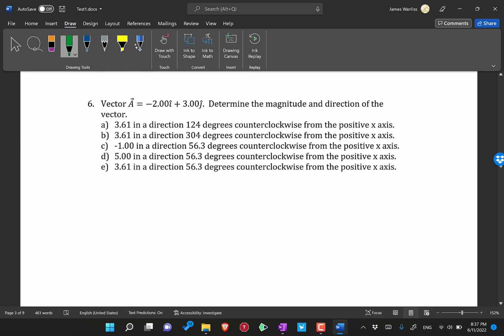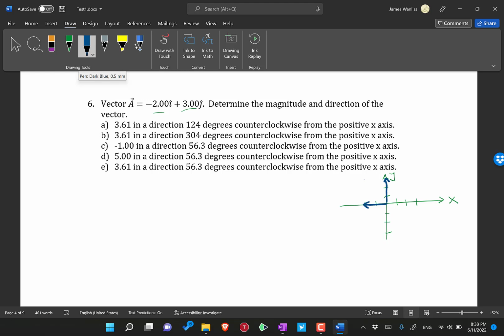Question 6. Vector A, that is minus 2 in the x direction. So let's make an axis. That's y, that's x. Let's make that 1, 2. If we draw the unit vectors, that's 1, 2, 3, a j hat vector like that, minus 2 x hat vector like that, and we can do them head to tail.